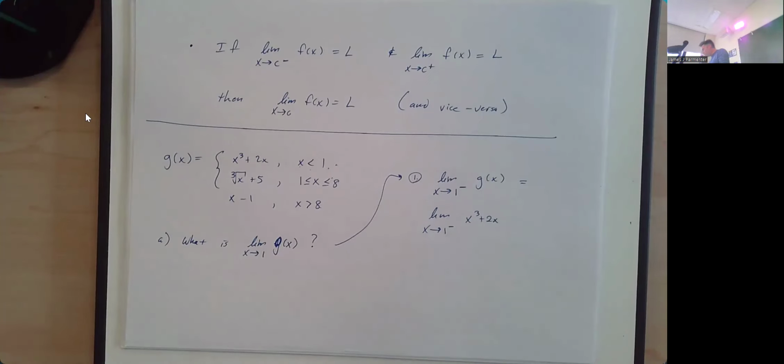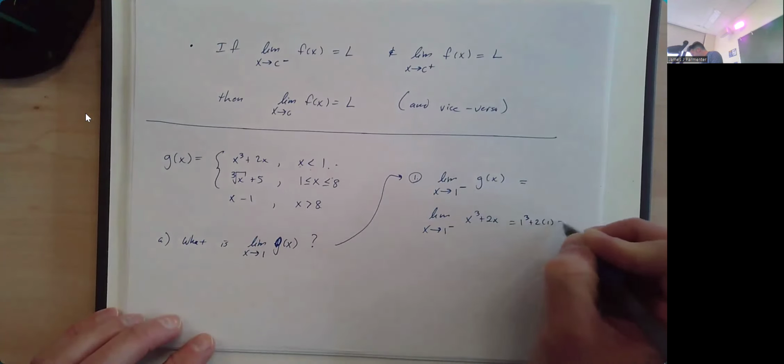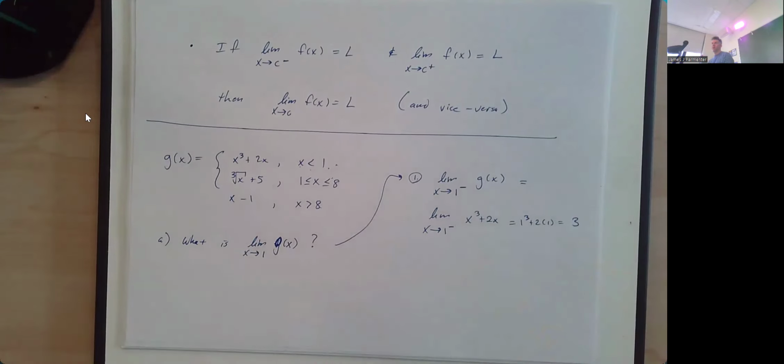Or in other words, plug in 1 and get 1 cubed plus 2 times 1, which is 1 plus 2, which is 3. So normally, if you can plug in the value x is approaching and get a real result, that's good. That's usually what the limit is equal to. Occasionally someone can make something up where it's not, but okay.